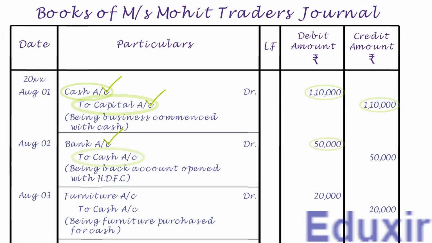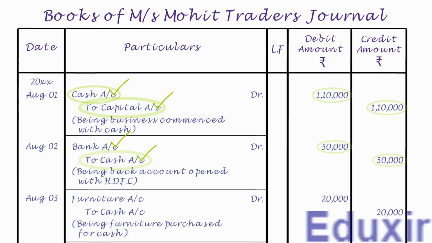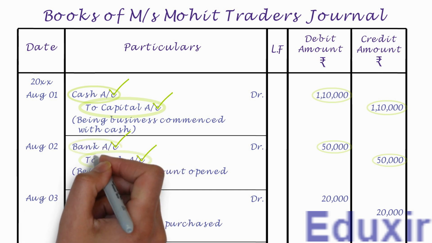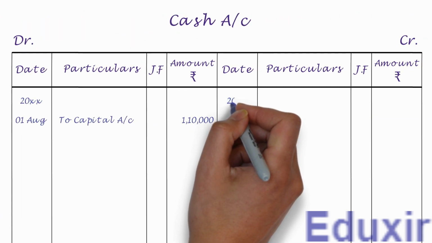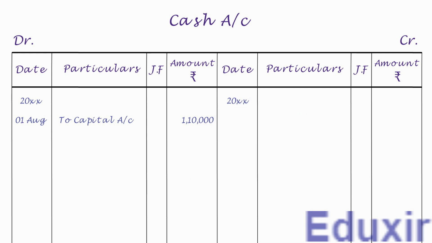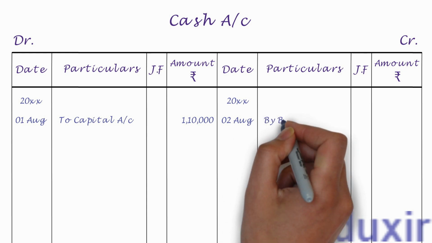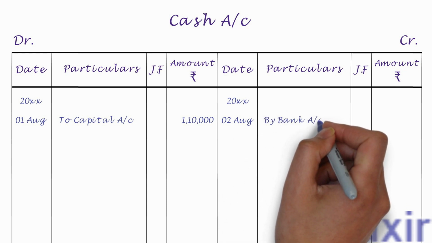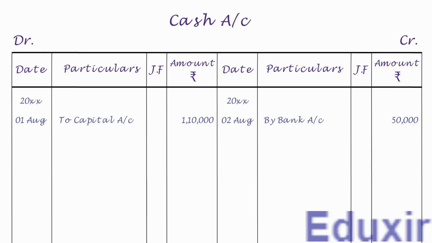As the name suggests, it needs to be posted on the credit side of the cash account and the credit amount is 50,000 rupees. Note that the details that need to be posted into the particulars column is bank account. As this is the first entry on the credit side, let us first write the year in the date column. Let us then write the date. We need to write by bank account into the particulars column. Let us write the credit amount of 50,000 rupees into the amount column. With that, we have completed the posting of this journal entry into the cash account. Let us now take up the next entry.